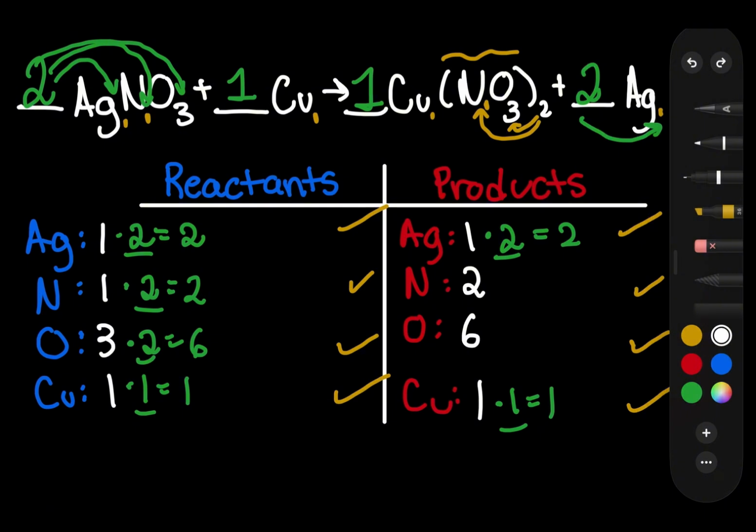And then after, with the coefficient of 2, we were able to get 2 Ags, which matched on both sides, meaning that this equation does follow the law of conservation of mass because the atoms are rearranged, there is no matter being created or destroyed, so that would be your final answer.